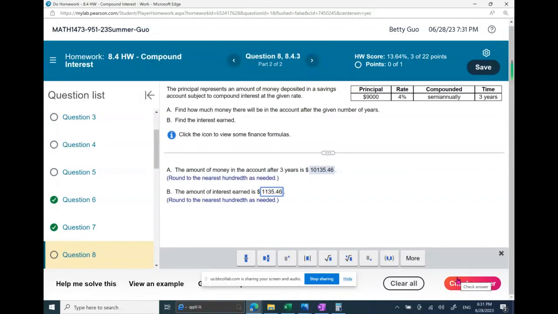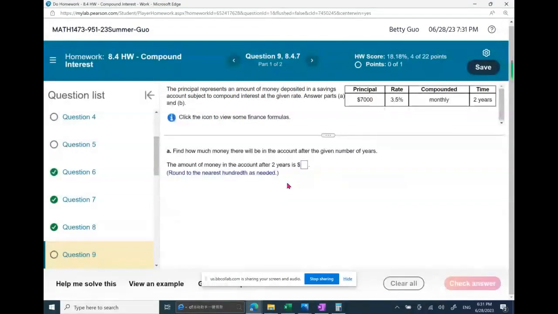Is it understandable? It's pretty straightforward, right? In the beginning, you only invest $9,000, and after 3 years, you got more, more than 10 grand. Of course, the difference is your gain. If you are earning, it is your interest.